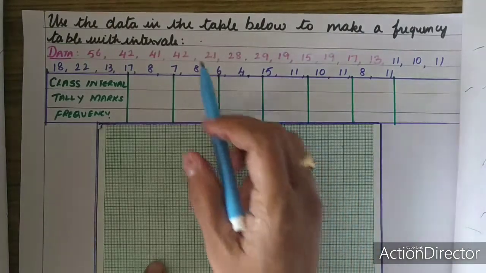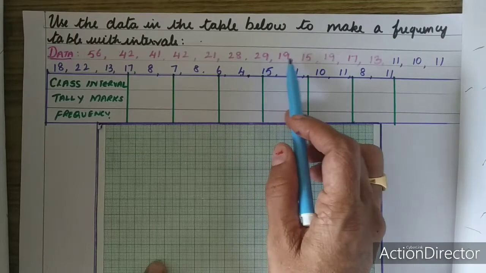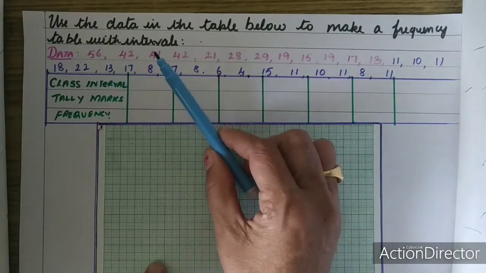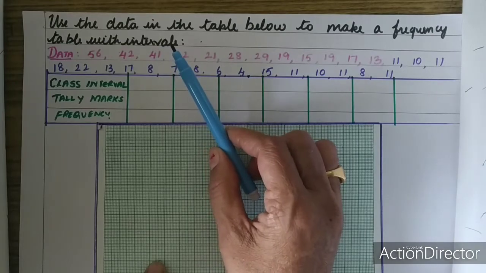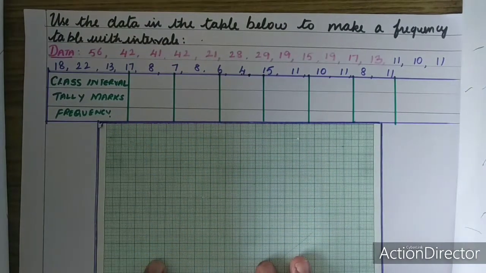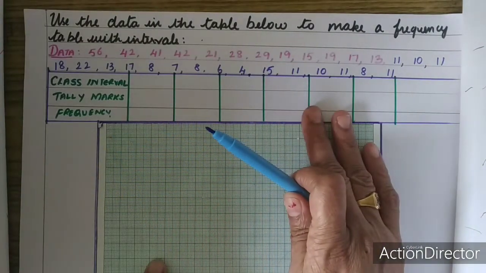Good morning, children. Here the data is given. Using the given data, first we have to make a frequency distribution table with proper intervals, and then using those intervals you have to make a histogram. So first let us make the class interval.